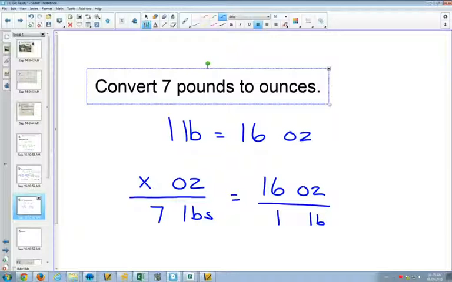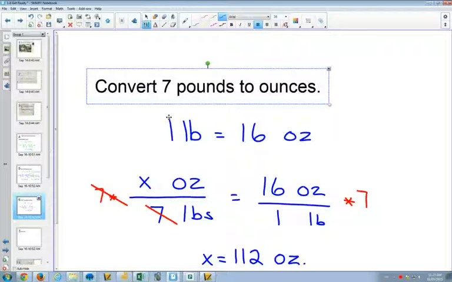So we want to solve for x with our algebra method. We notice that we're dividing by 7. The opposite of dividing by 7 would be to multiply by 7. Those will simplify, and I need to multiply this side by 7. So 16 divided by 1 times 7. Check it with your calculator. Is 112, and I wanted to find ounces, so I write ounces in the end. So if 1 pound is 16 ounces, 7 pounds will be 112 ounces.